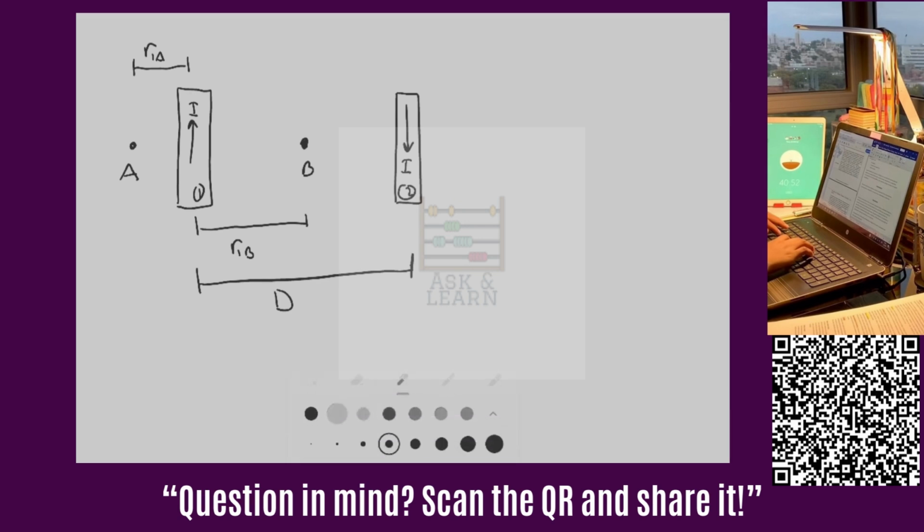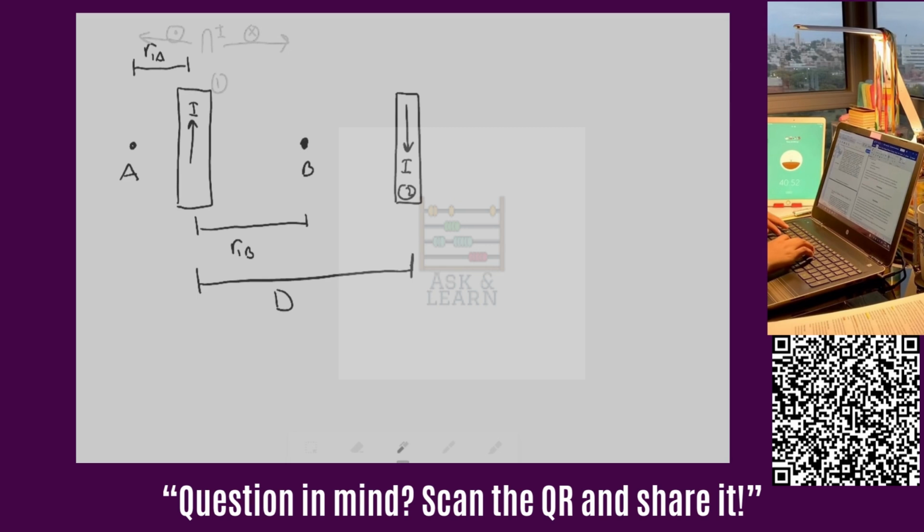So let's think about wire 1 first. We'll use red here for wire 1. Okay, so here we use our right hand rule. We're going to put our thumb along the direction of I, and then our hands are going to curl around that. And that tells us that anywhere to the right of wire 1, we have magnetic fields going into the page, and anywhere to the left of wire 1, we have magnetic fields going out of the page.